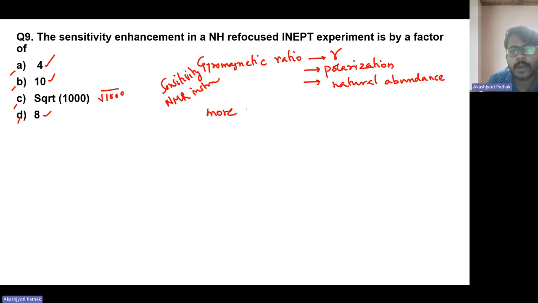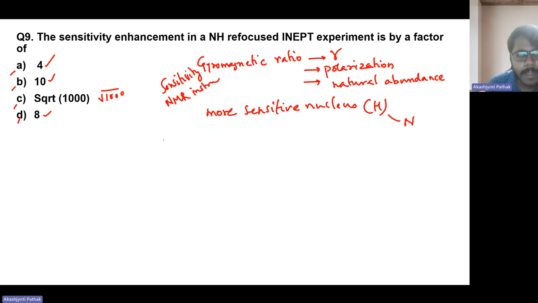It happens from a more sensitive nucleus, like proton. From proton, it gets transferred to the less sensitive nucleus, say carbon or nitrogen. In case of nitrogen, it is even less sensitive. It is like 1/10. The sensitivity ratio is 1/10 that of proton. So sensitivity is proportional to gamma.